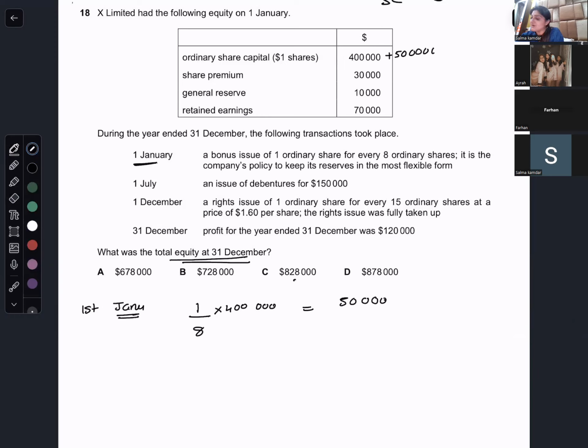What will reduce by 50,000? Remove 30,000 from share premium. Reserves are maintained in the most flexible form, so I will reduce my share premium to 50. And then you will minus 20,000 from 70,000. You will minus it from the retained earnings. Yes. Okay, fine.